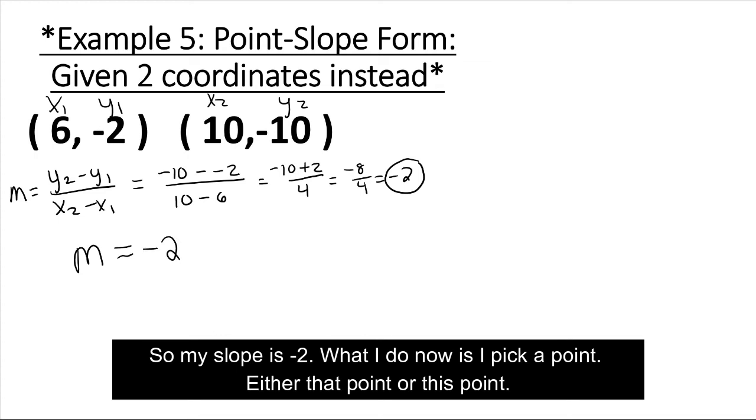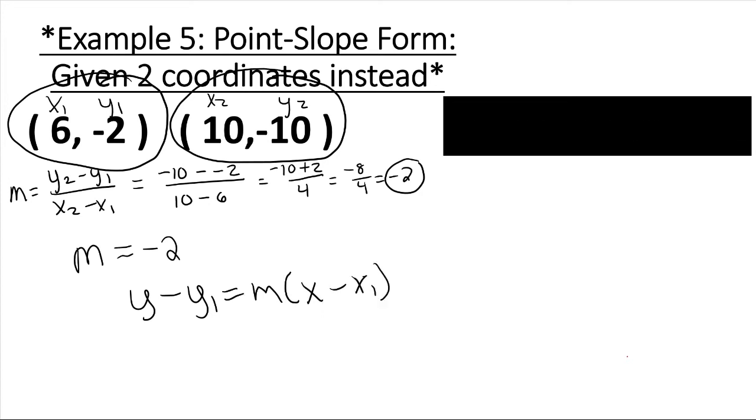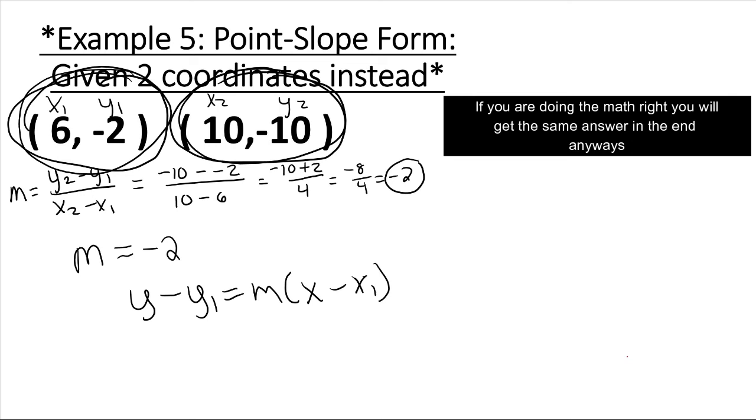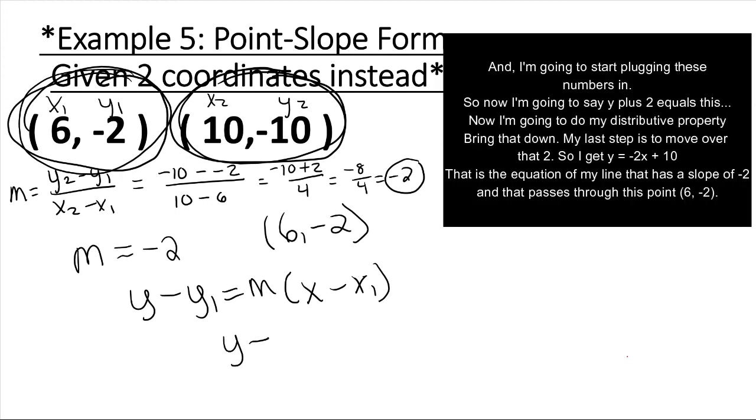What I do now is pick a point, either that point or this point, and use point slope form. All you need is a point and a slope. It does not matter which point you choose, the first one or the second one. If you are doing the math correctly, you'll get the same answer in the end anyway. So I'm just going to pick the first one because it's first. Again, it does not matter which one you pick. And I'm going to start plugging these numbers in.